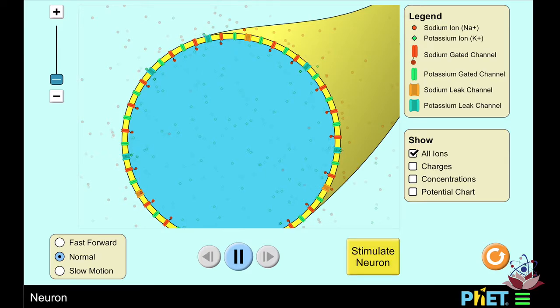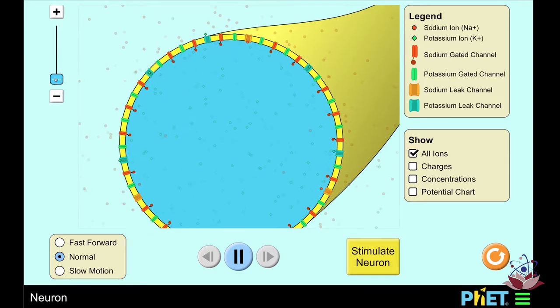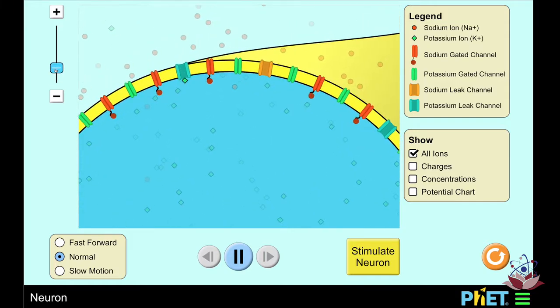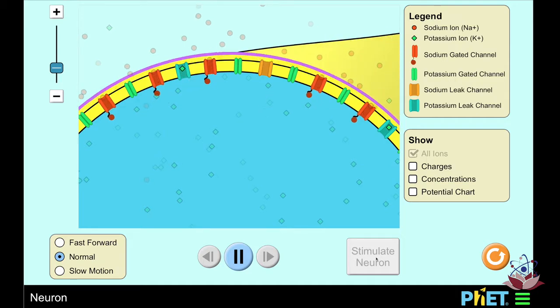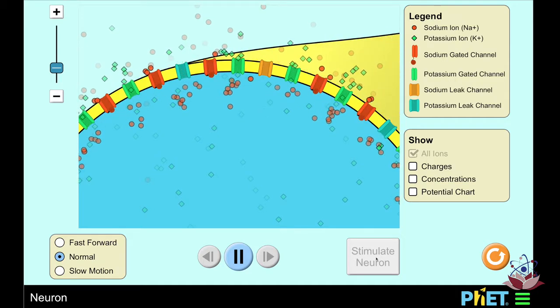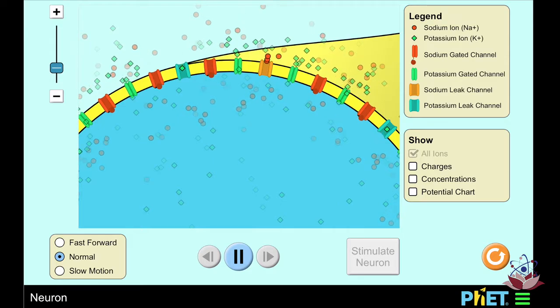Okay, you're going to watch closer. This is a potassium channel. This is a sodium channel. Let's stimulate. The electrode, the sodium comes in and then potassium goes out.